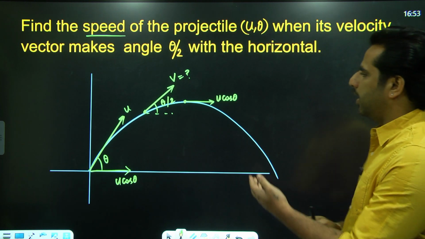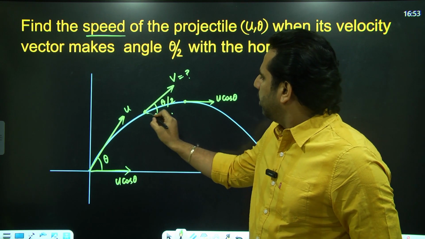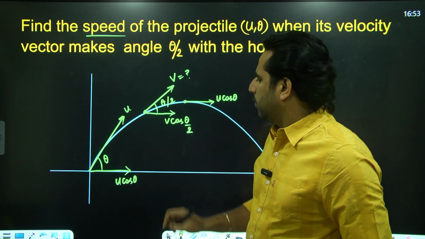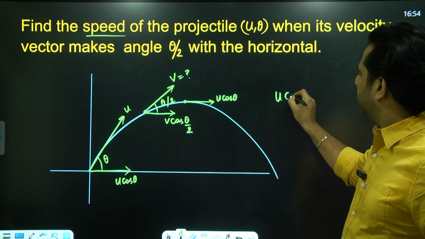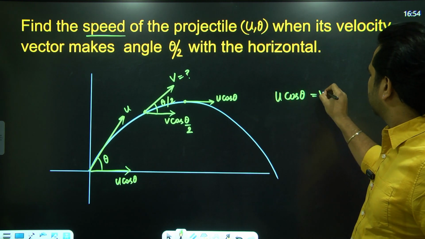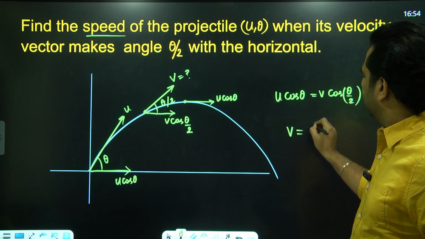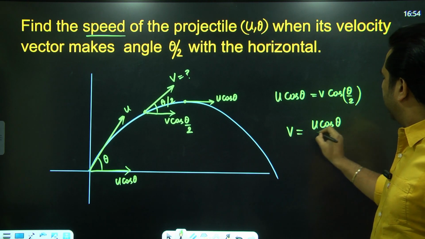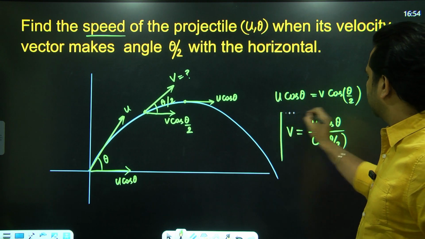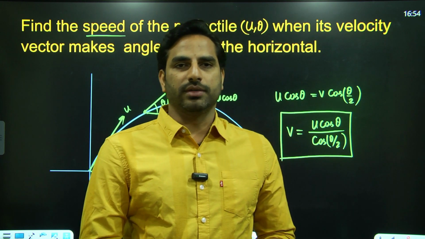In a projectile, the horizontal component does not change. Let me assume the speed at this point be v. Then the horizontal component of its velocity becomes v cos theta by 2. So one single step, equating horizontal component initially to horizontal component at that instant: u cos theta equals v cos theta by 2. v is equal to u cos theta by cos of theta by 2. As simple as this, just 2 steps, you got the answer. Very simple application of the concept.